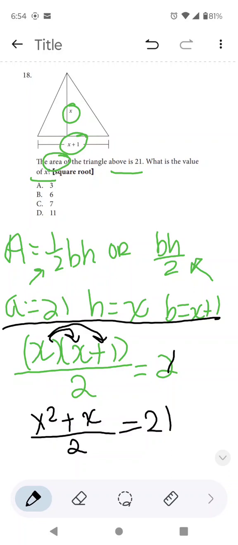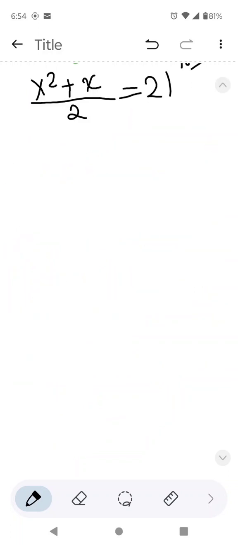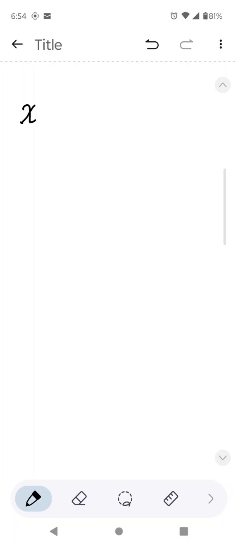Now we got a little situation going on because anytime you want to figure out what x is, you have to get it alone, right? You have to always isolate your variable. We upgrade a little bit on this problem. So I have x squared plus x divided by 2 is equal to 21.